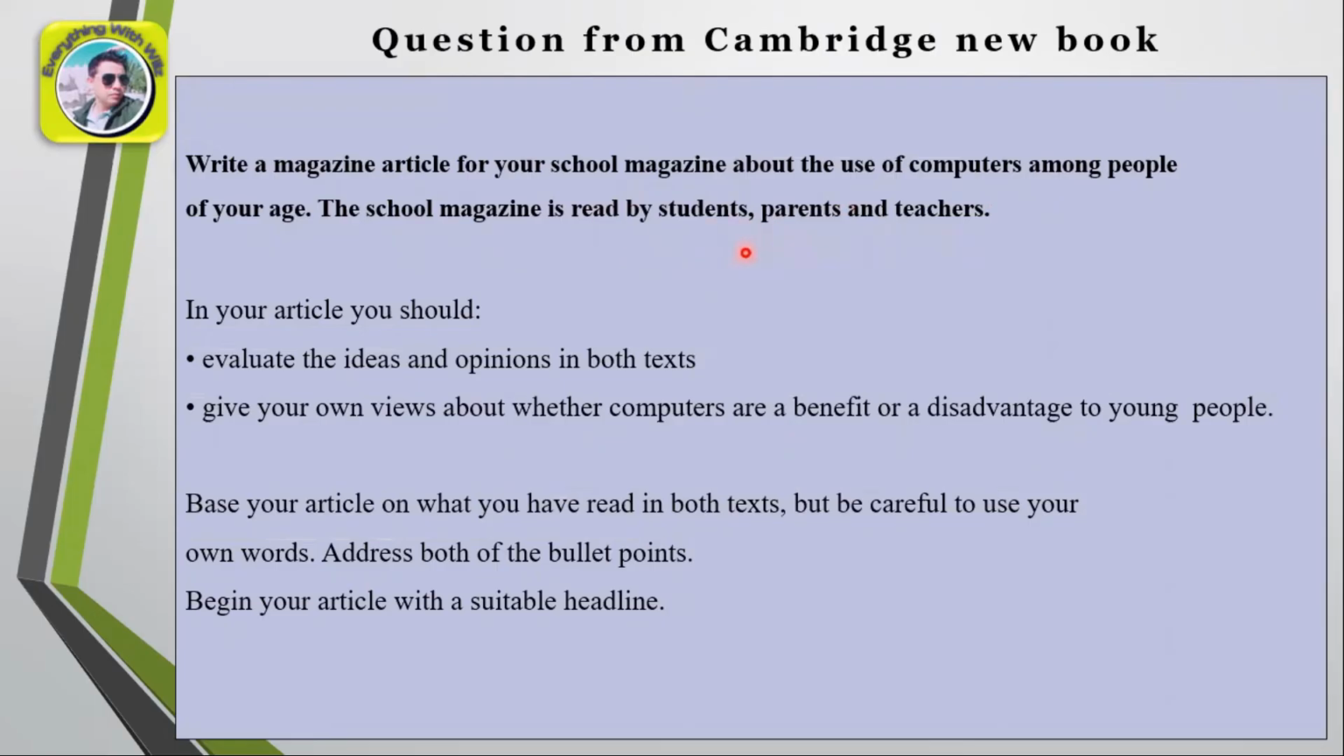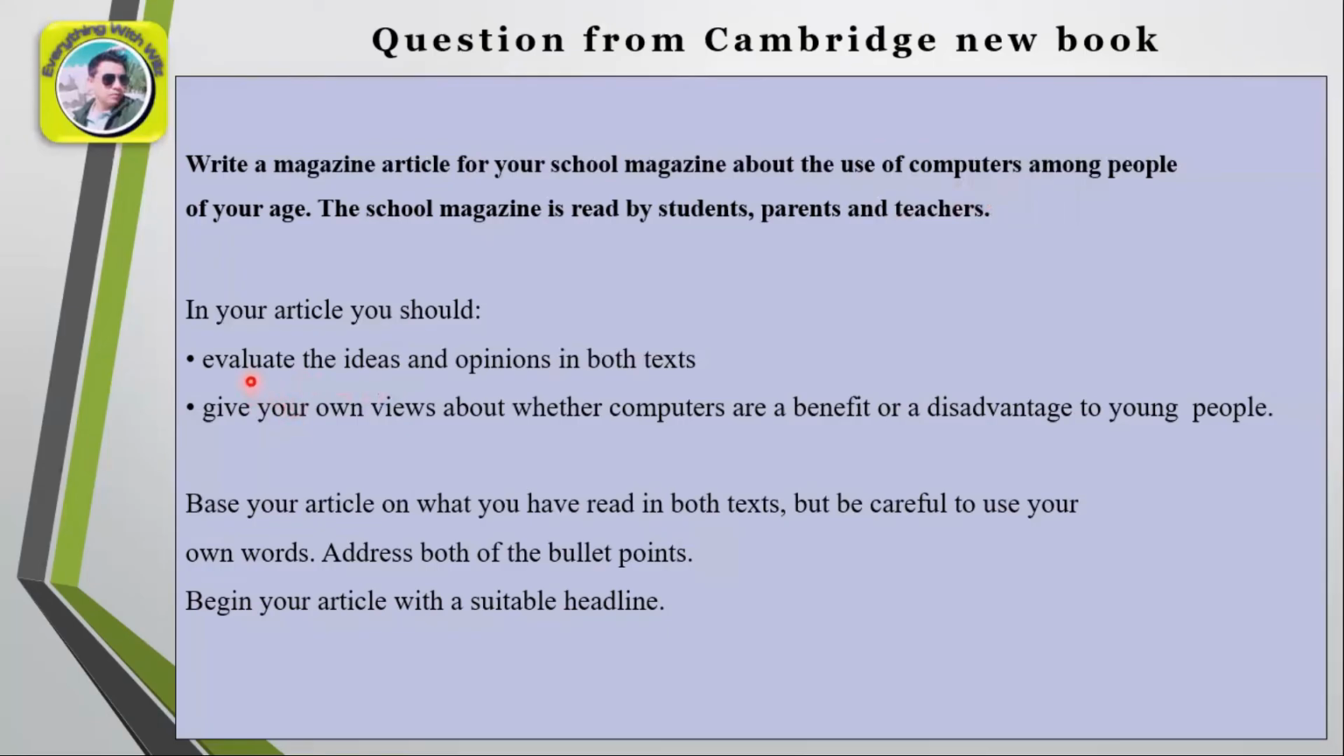So here is your audience who's going to read this, and the topic is that you have to write an article for your school magazine about the use of computers among people of your age, maybe young people. If you're appearing in the O-level English paper, that means you're young. So, use of computers among young people, all right?